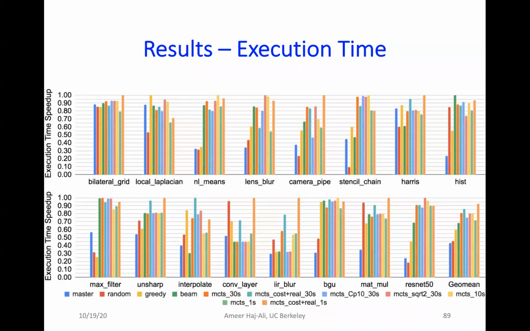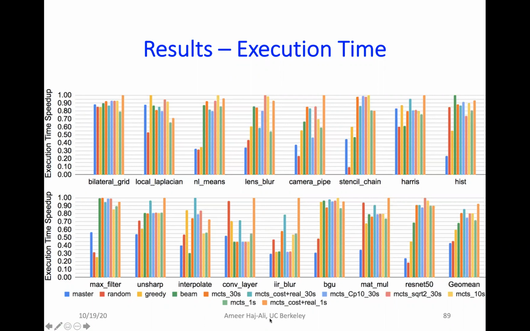So what you see here on the left is the execution time speedup on the y-axis for the different benchmarks. And we have many configurations. First we use the code from master, which you see here in blue. We also ran random search because they also ran random search. We also ran the greedy algorithm that they proposed, which is basically a beam search with a beam size of 1. And then we explored different MCTS configurations.